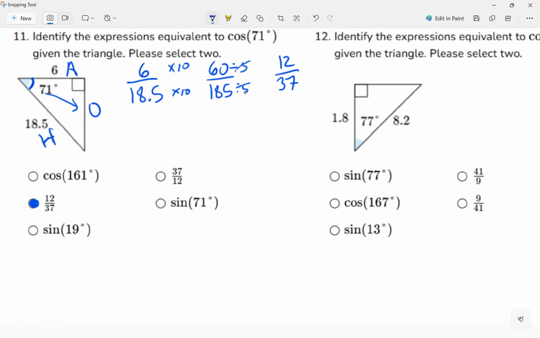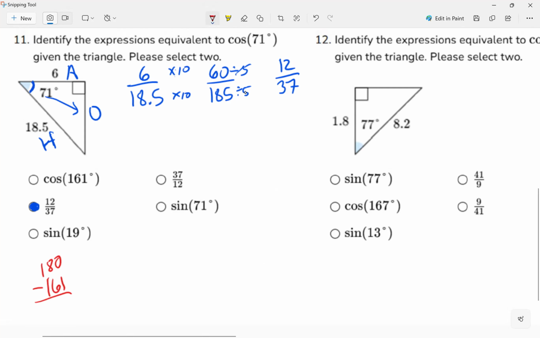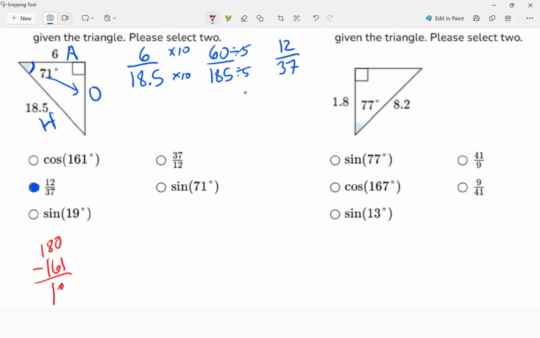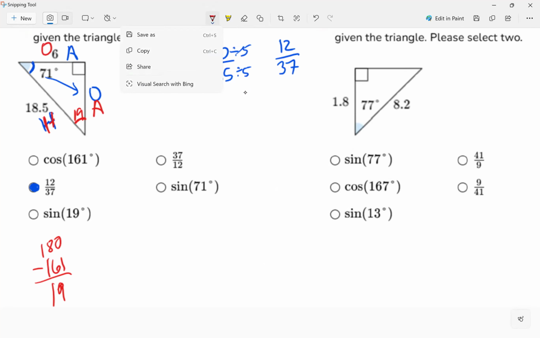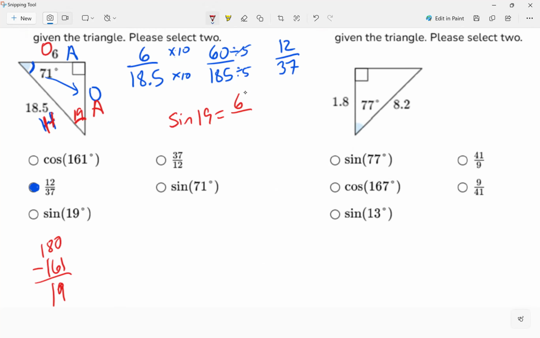Now, I'm going to solve for the remaining corner. I know 90 and 71 combined is 161. Let me subtract that from 180. So that gives me 19. So that means this corner is 19. So if this corner is 19, that means this is my hypotenuse, this is my adjacent, and this is my opposite. So my sine, in this case, sine of 19 is equal to 6 over 18.5, which is the fraction that I needed. So I'm going to choose sine of 19.